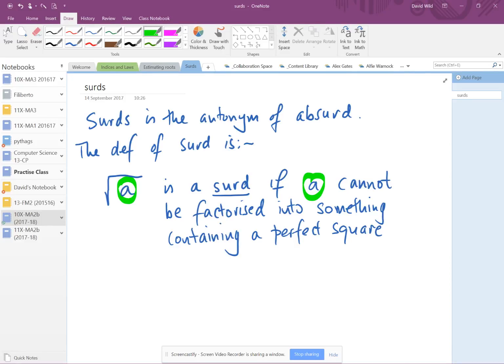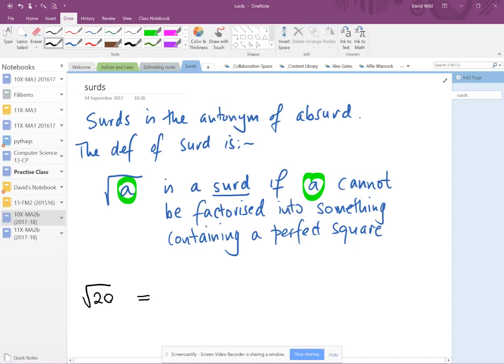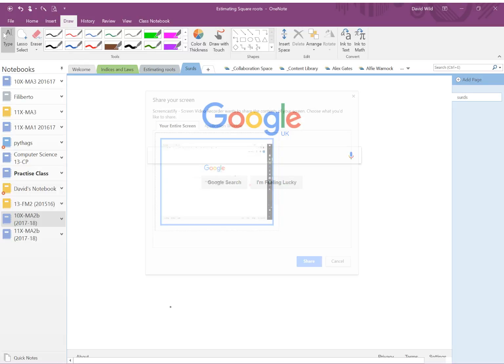So let's do some examples. Let's do root 20. Right, let's factorize 20. Well, how can you factorize 20? 10 and 2. Are either of those perfect squares? 2 isn't a perfect square. 10, no. But how else can you factorize 20? 4 and 5. Right, 4 and 5. This is a perfect square.